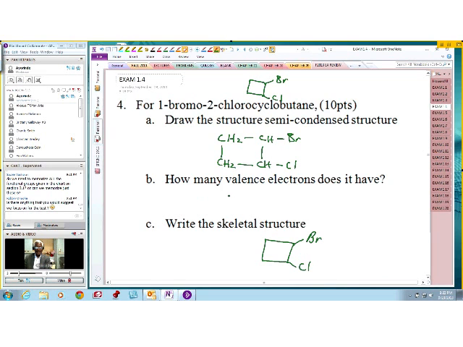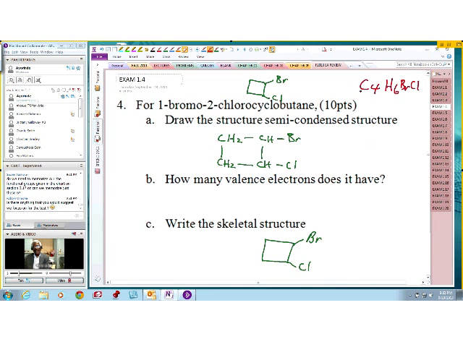Okay, and also now they ask you for the valence electrons. For the valence electrons in this molecule, what you need to do is just write down the molecular formula. The molecular formula is C4, because you have 4 carbon atoms here. How many hydrogens? 1, 2, 3, 4, 5, 6. 6 hydrogens. And you have bromine, and then you have chlorine. Once you know the molecular formula, then you put together all of the valence electrons for each atom in the molecule.